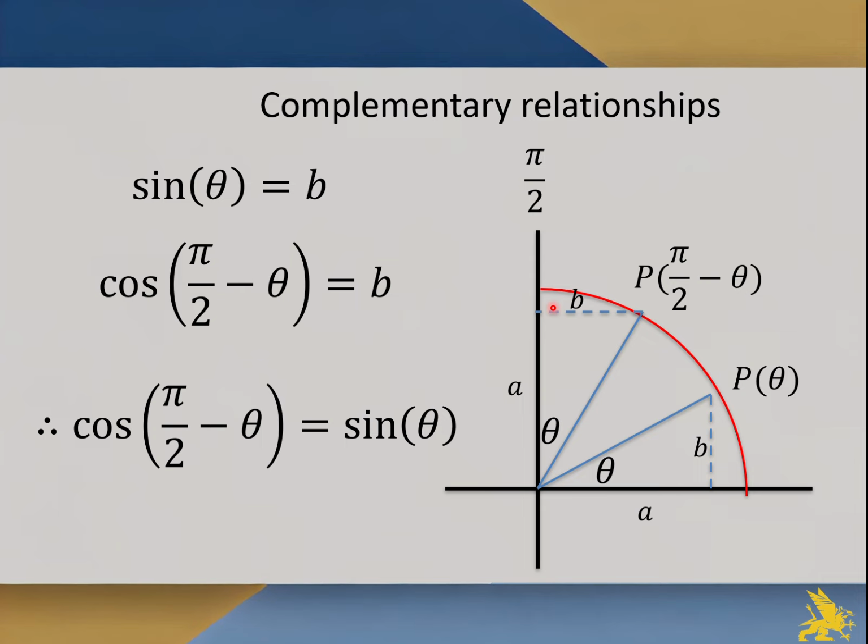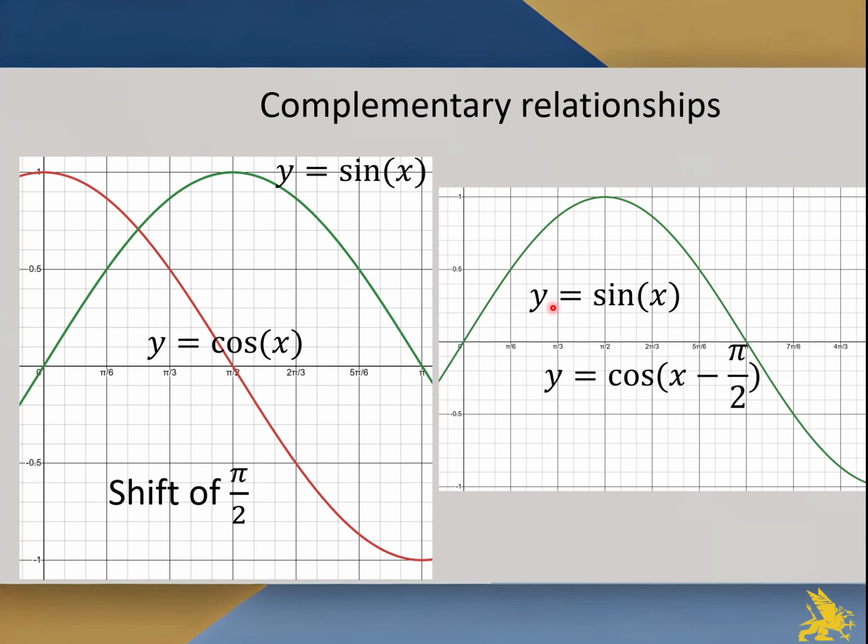So when we're thinking about complementary relationships, it's like we're talking about a shift on a graph. So we know if I've got a sine graph here and a cosine graph here, they do not align. But if I have a shift over by pi over 2, then the cosine graph aligns with our sine graph. That's something we need to be thinking about.